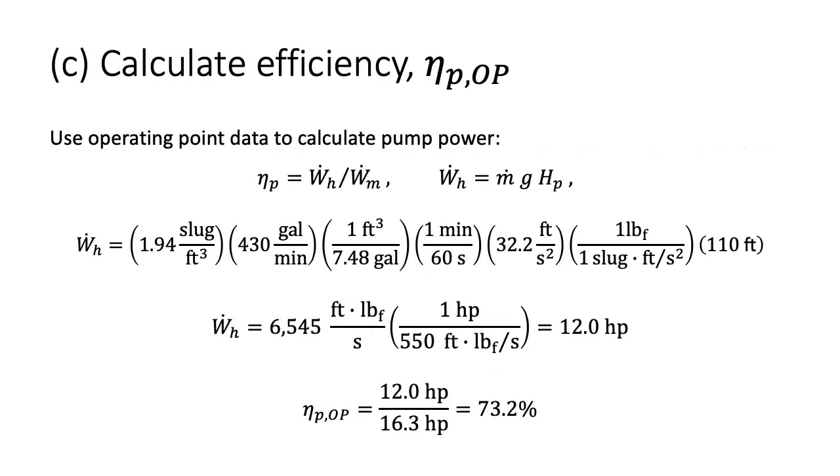For Part C, we want to calculate the pump efficiency based on the operating conditions given above. First, we recall the definition for the pump efficiency that compares the hydraulic power delivered to the fluid to the mechanical power put into the pump shaft. Second, we recall the definition for calculating the hydraulic power from the pump head. Using our operating point conditions, we get a hydraulic power of 12 horsepower. Dividing this by the mechanical power, we get a pump efficiency of 73%, which is consistent with the value obtained earlier from the pump curves.